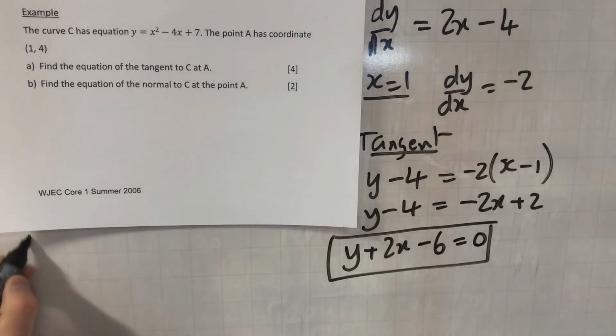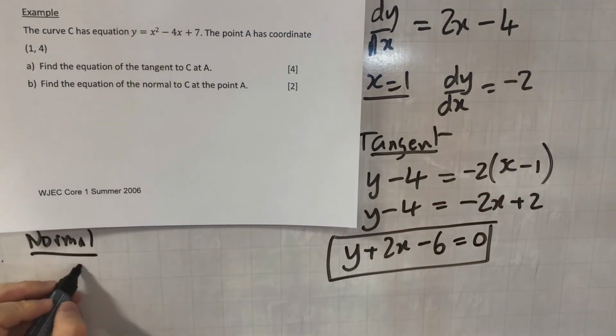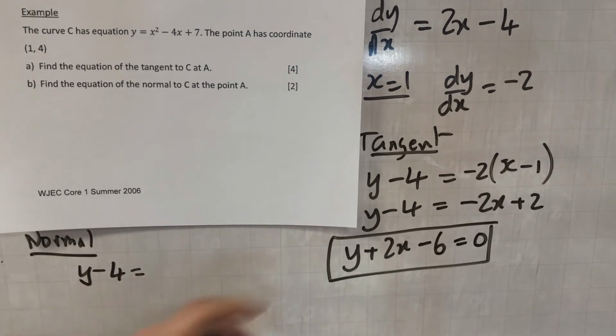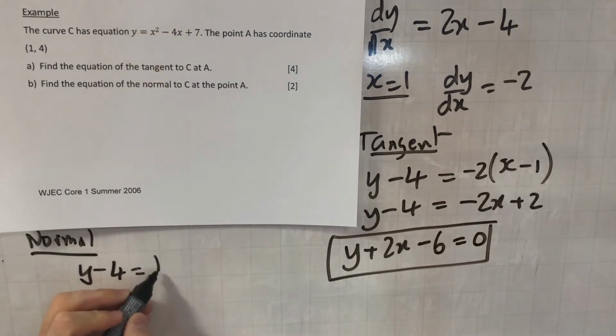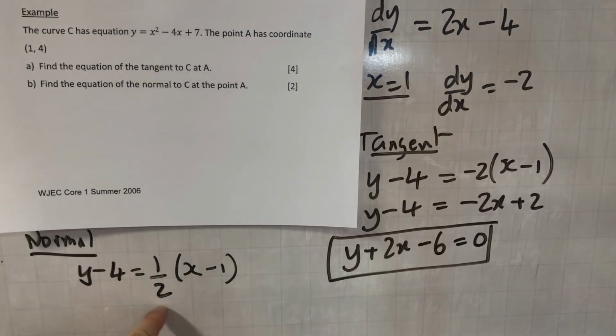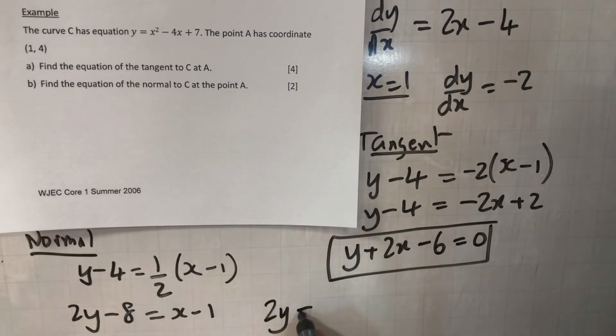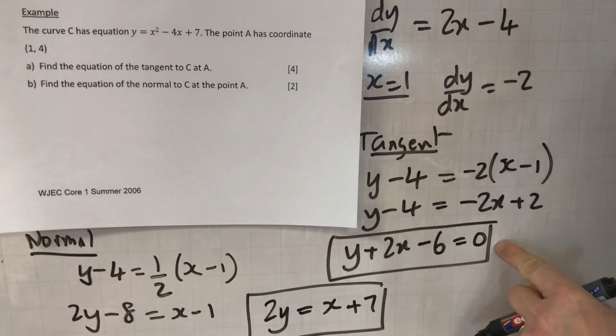As for the normal, very same setup, except for the gradient, because the gradient will now be the perpendicular gradient, which is a half. Take the 2 across the other side as a times 2. So it just leaves us with the 1x minus the 1. Hence the normal, if I just take the 8 across here, we get 2y is equal to x plus 7. So there's your tangent, there's your normal.